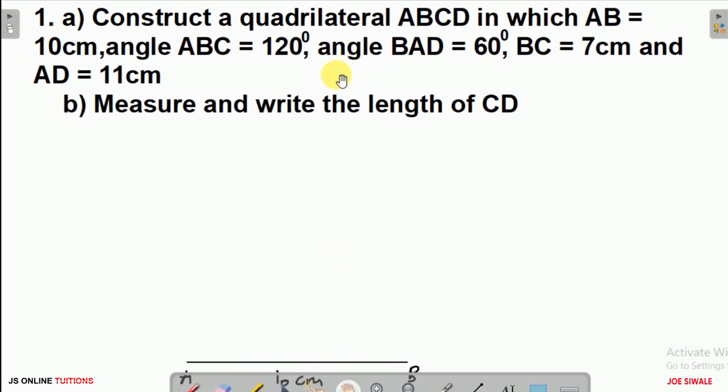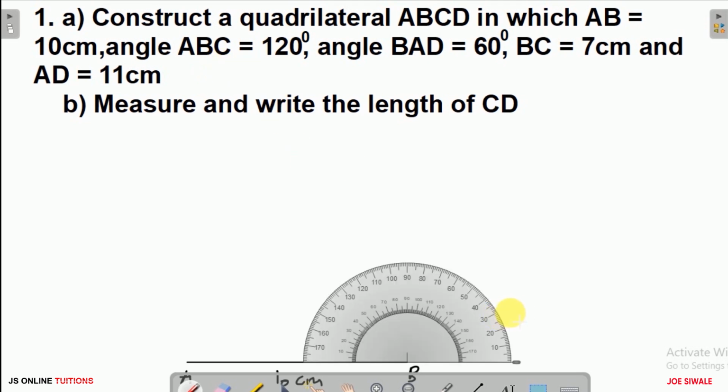Then we've been told angle ABC is equal to 120 degrees. So the angle is at point B. Let us measure 120 at point B. We're going to put our protractor on point B and measure 120. So we can say 10, 20, 30, 40, 50, 60, 70, 80, 90, 100, 110, 120. So we're going to put our point here.